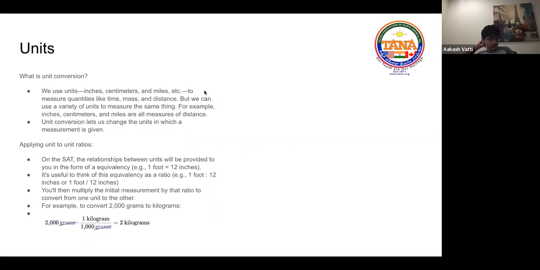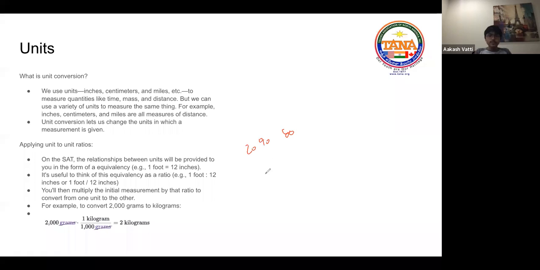So what is unit conversion? We use units, inches, centimeters, miles, etc., to measure quantities like time, mass, and distance. But we can use a variety of units to measure the same thing. So an easy way to find the percentage of something. Say you want 20% of something. So you want 20% of 50.